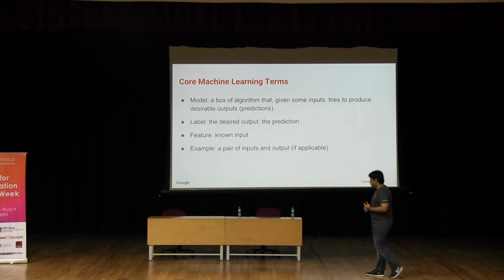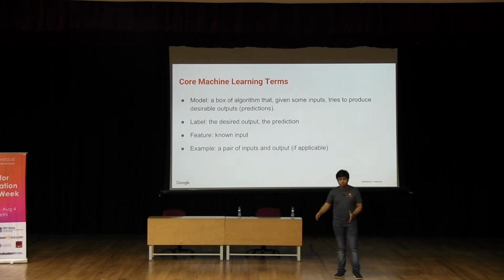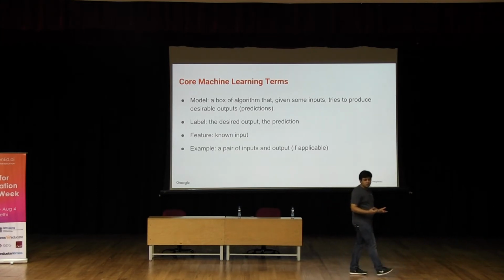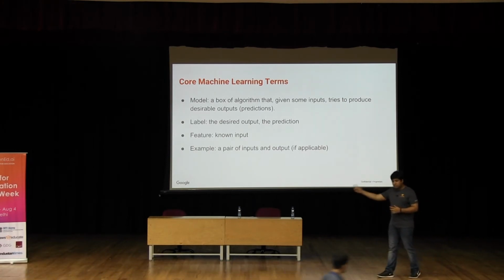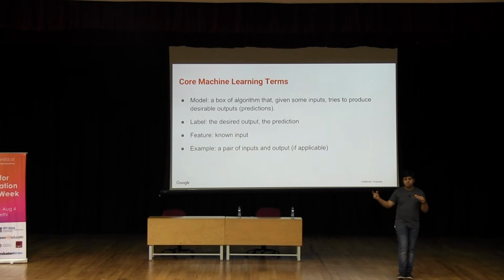So you have a model. The model is that box which you will build, which you will train, and we'll keep talking about what that does. Further, we have a label. So you remember that chart? A label is what we're going to call a certain thing.